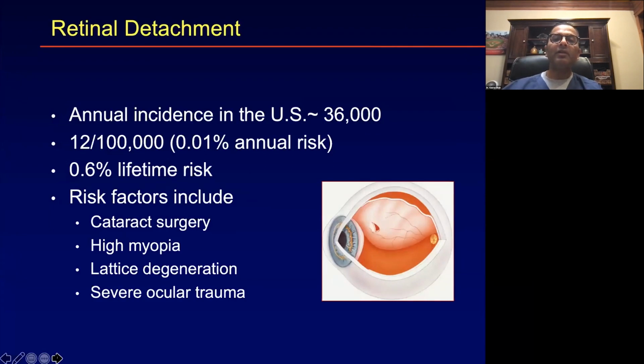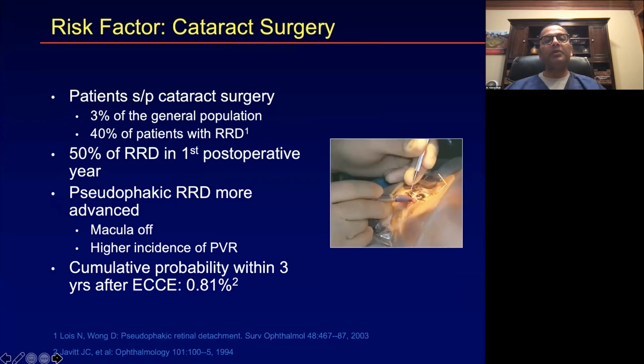The incidence, obviously, in the US is about 36,000 annually. The risk factors include cataract surgery, myopia, lattice, and trauma, all known to us. Patients status post-cataract surgery are 3% of the general population, but 40% of patients with retinal detachment, and most of them occur in the first postoperative year. Also, pseudophakic retinal detachments are more advanced, macula off, with a higher incidence of PVR. The cumulative probability within 3 years after extracapsular cataract surgery is about 0.81.